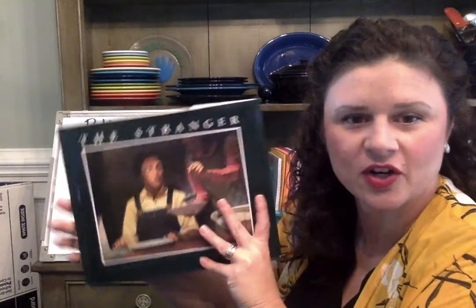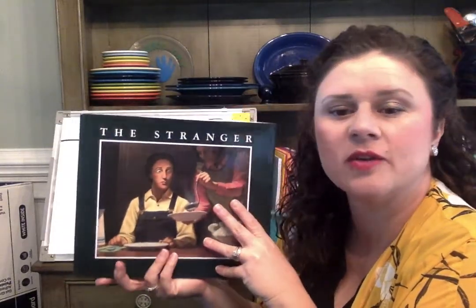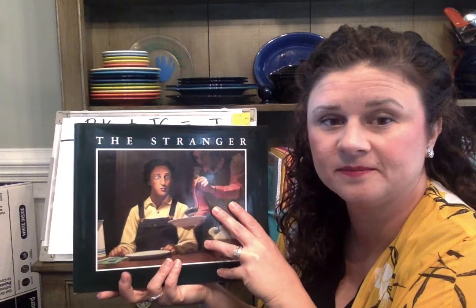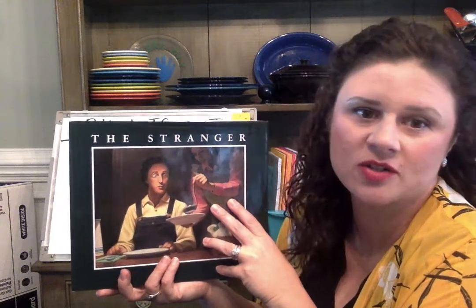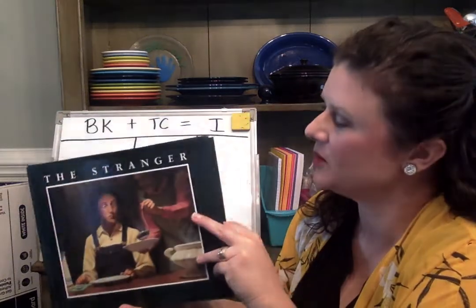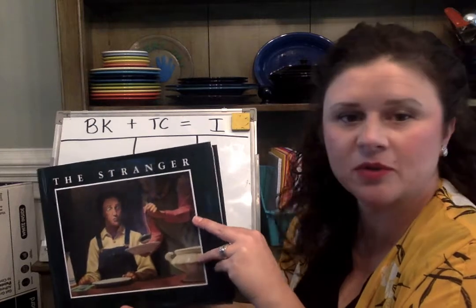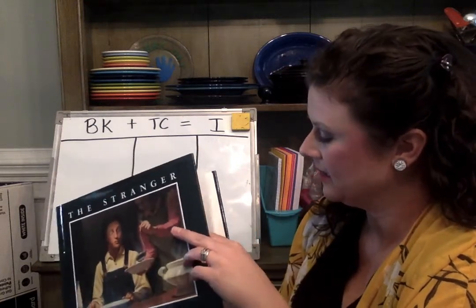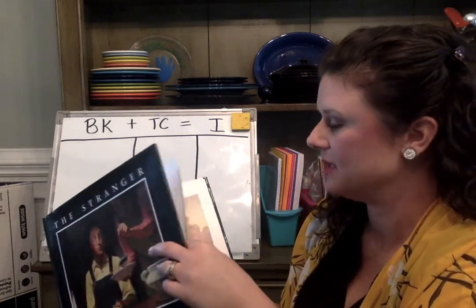So, The Stranger. Did you figure out who the stranger is? Now, we know a stranger is somebody that we don't know. We've never met him before. It's not someone who's familiar to us. So I'm going to flip through here, and I'm going to talk about my background knowledge and some of the text clues that I have.